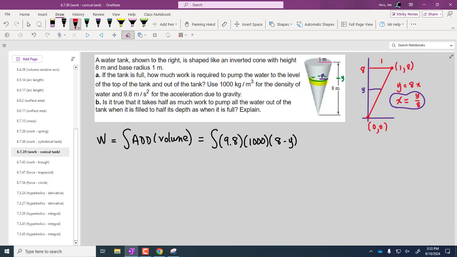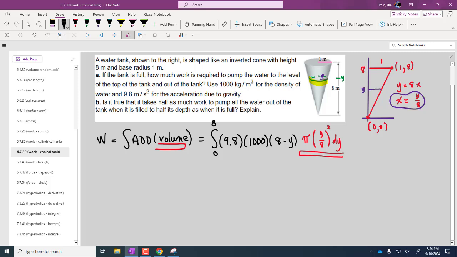The volume of this representative slice is its area, which is pi times the radius squared. Well, the radius is y over 8. Right, that's the radius, y over 8. So pi r squared times dy. That is volume. That is this volume right there. Volume of a slice. Limits of integration, 0 to 8.